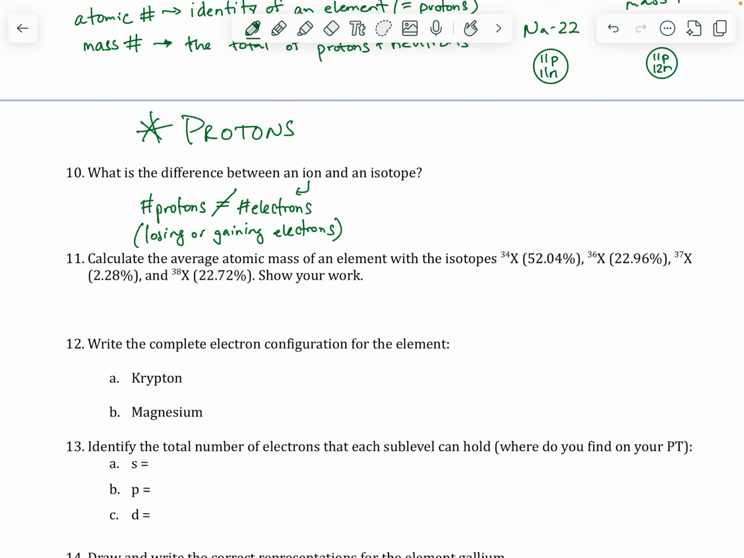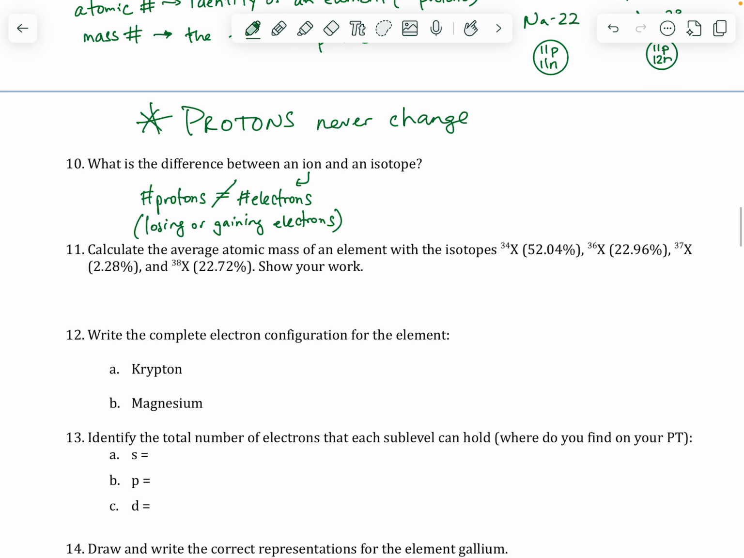Protons never change, because the protons are the identity of the element. And so if we're changing the proton amount, then that means that we're changing the identity of the element, and that is a big no-no. So an isotope is similar in terms of something's changing, but protons aren't.